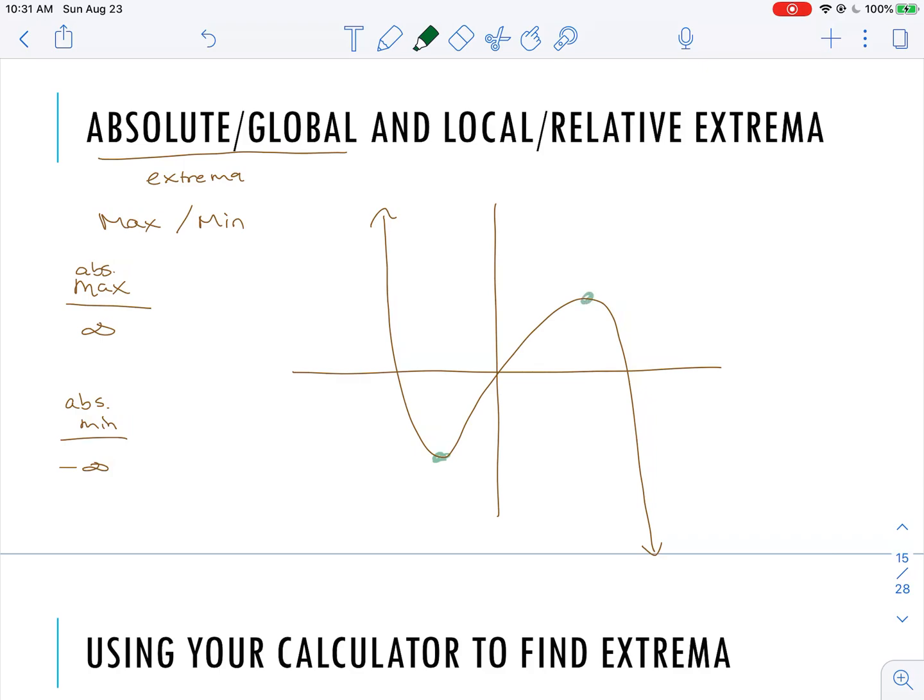But the other 2 points, the little hills and valleys, we call those local or relative extrema. So those are like the hills and valleys. Let's just say that this is the point -3, -4. This would be a local minimum, or you could call it a relative minimum. And then let's just call this the point 3, 2. That would be a local maximum because it is a peak in the graph, or you can call it a relative maximum.